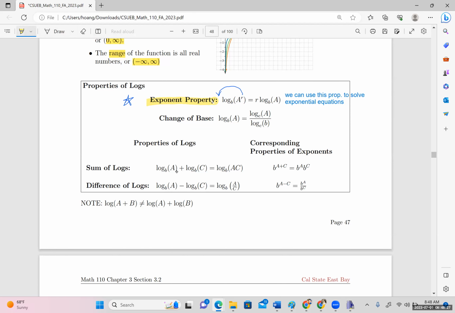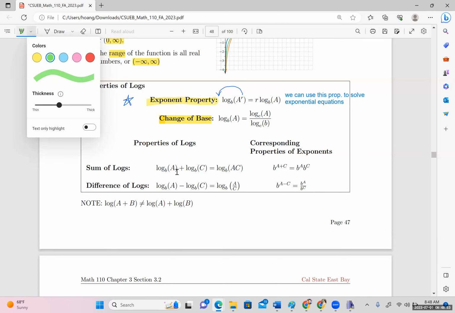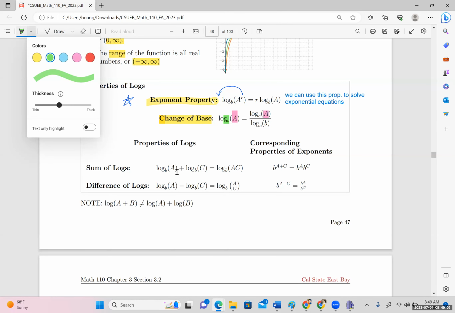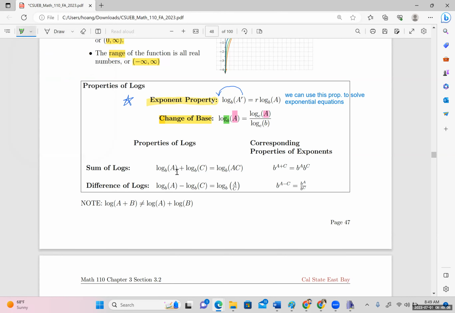Another rule that you may need is the change of base. So, for example, log base b of a will be equal to log base c of a divided by log base c of b.